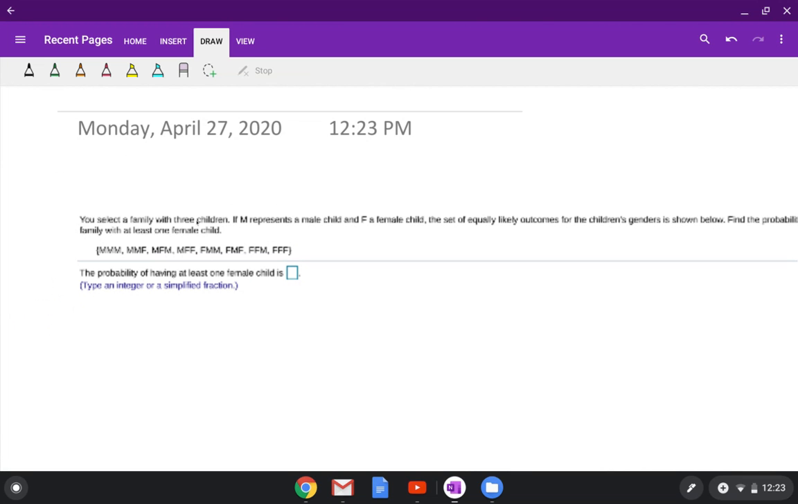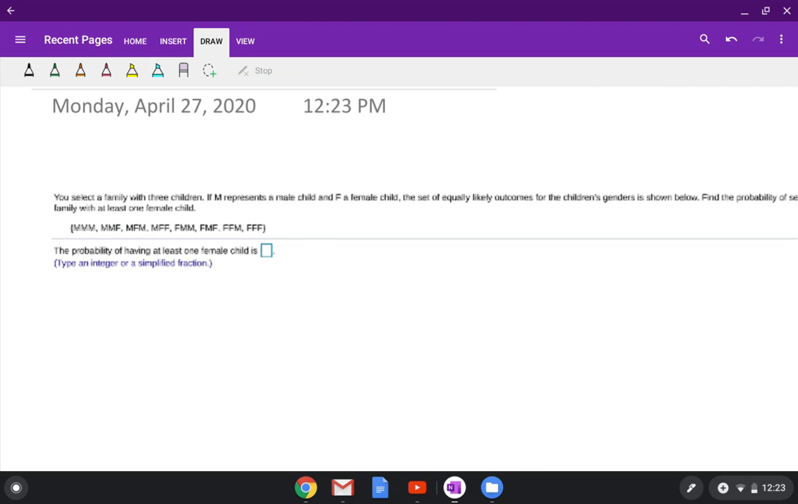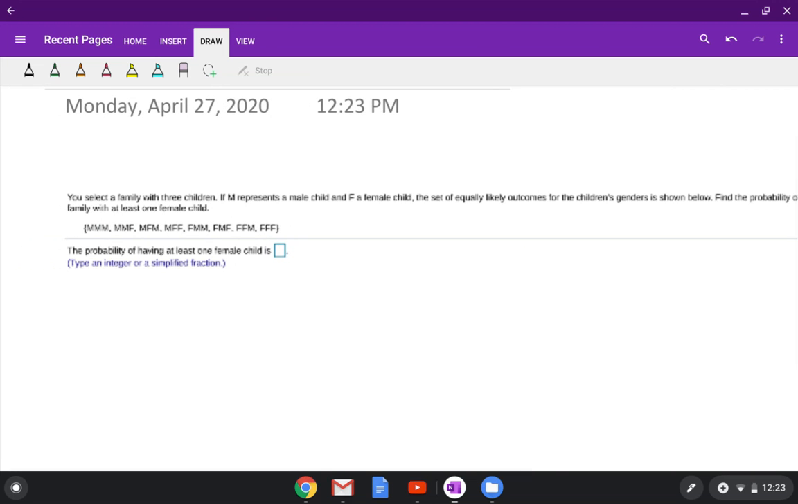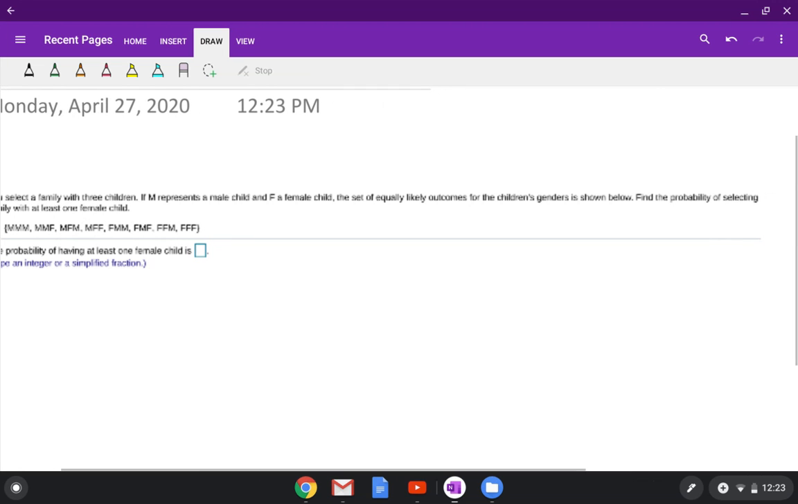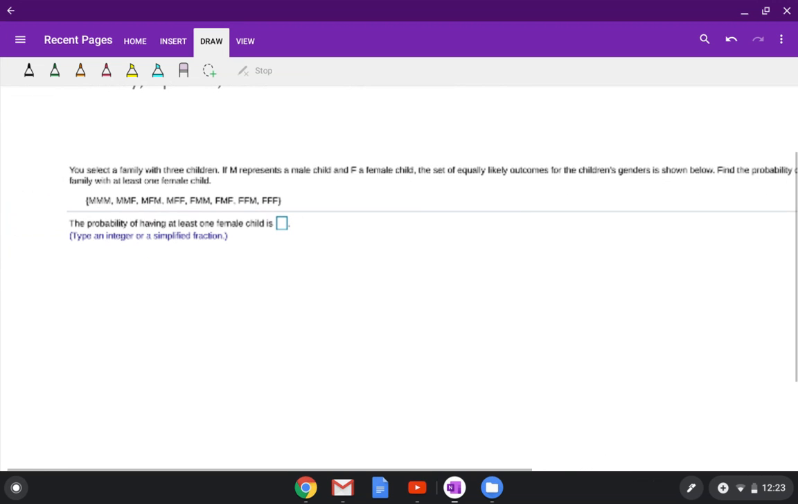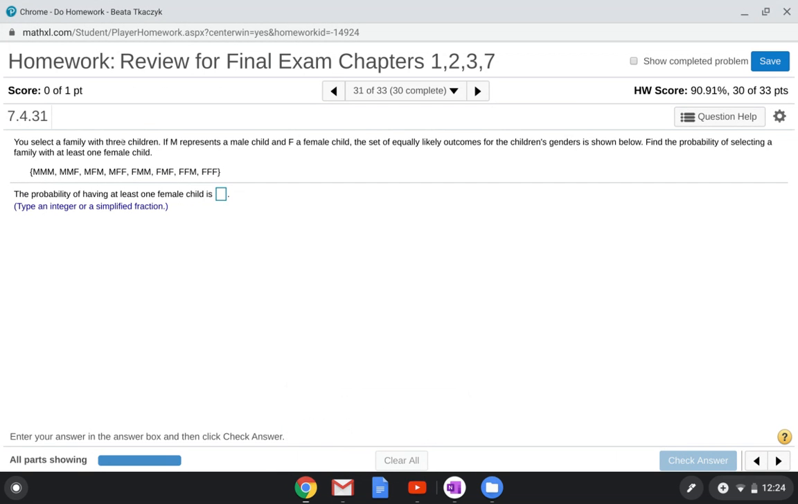You select a family with 3 children. If M represents a male child and F a female child, the set of equally likely outcomes for the children's gender is shown below. Find the probability of selecting a family with at least 1 female child.